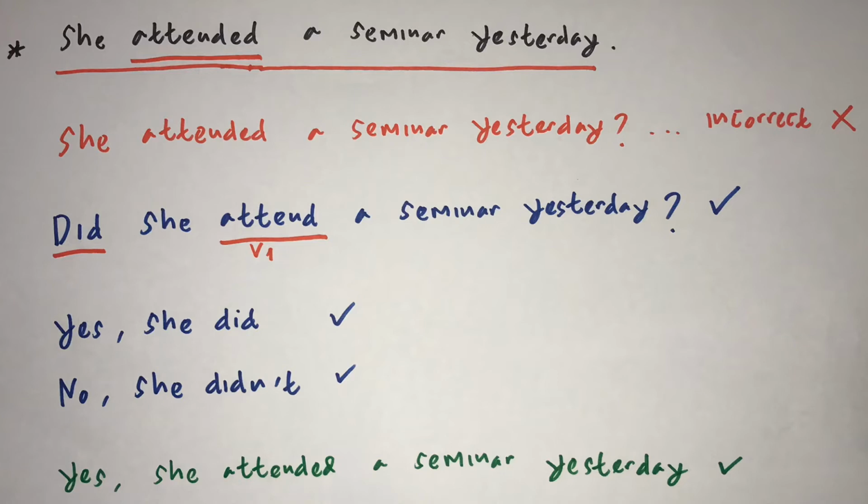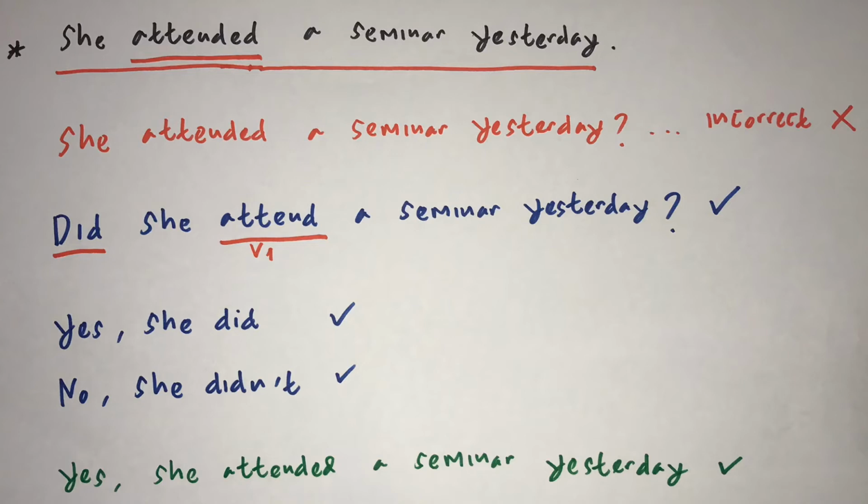See the verb attend. The verb in the first sentence, she attended, is verb 2, but after having the auxiliary did, verb 2 changes into the infinitive, verb 1. Did she attend a seminar yesterday? The response will be yes, she did, or no, she didn't.